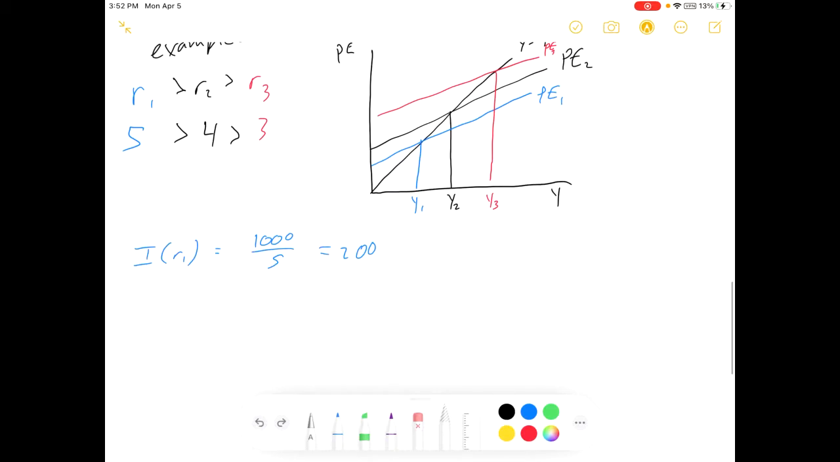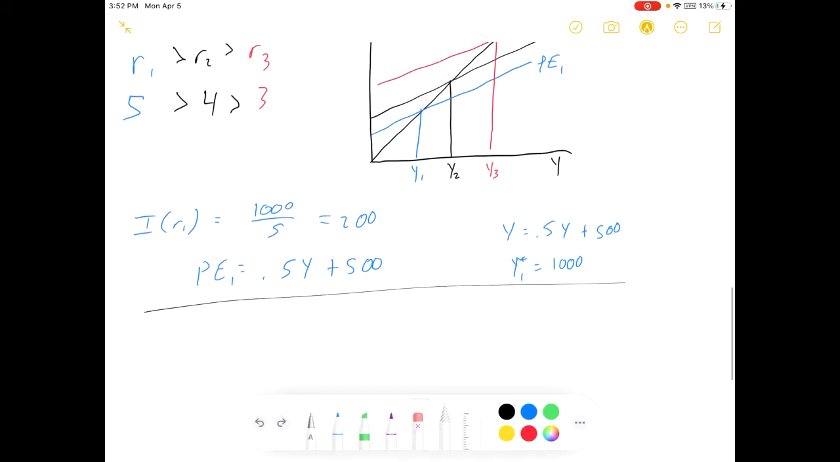Well then, planned investment with the first interest rate is 200, which means our planned expenditure curve is 0.5y plus 500, which means our equilibrium condition looks like this, which means y1 star equals 1,000.